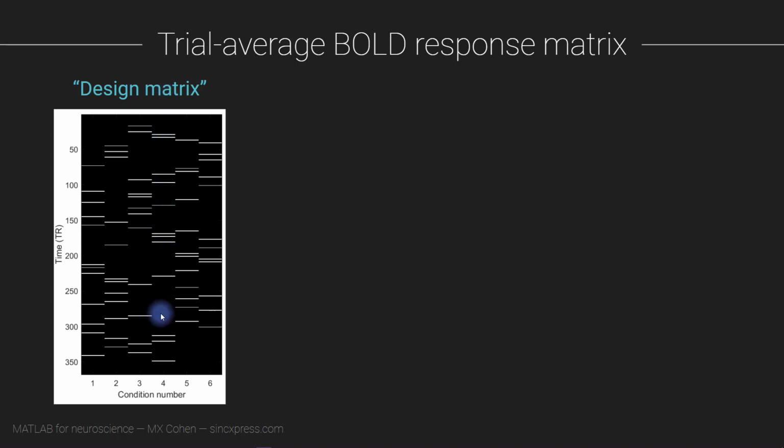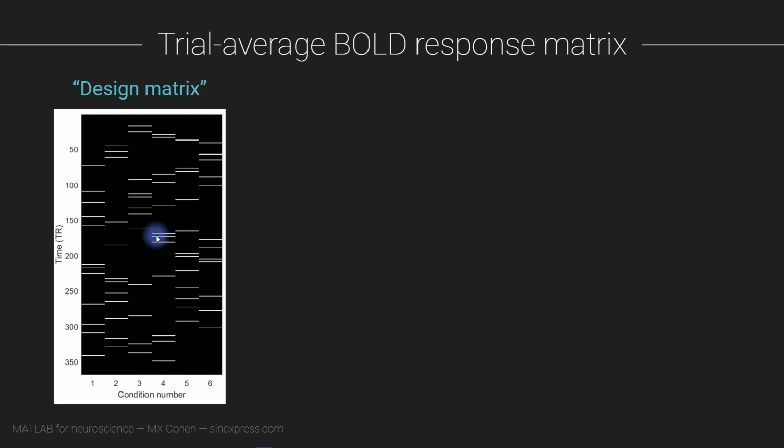So the columns here correspond to regressors or independent variables. In our case, that's the 6 different stimuli, the 6 different rings. And the rows, or the y-axis, corresponds to time in the experiment. So the way to interpret this matrix is that each white bar here corresponds to a time point in the experiment when that particular stimulus was shown.